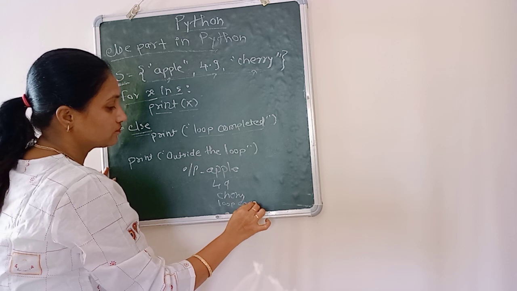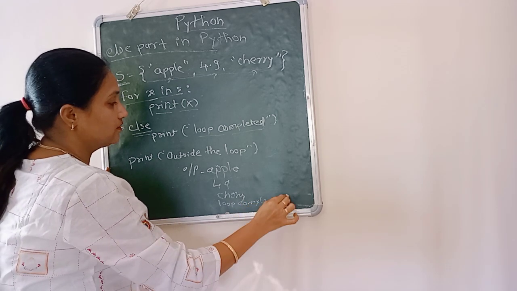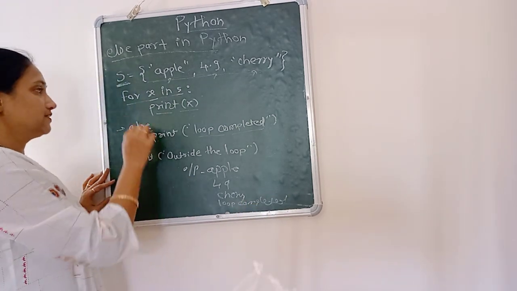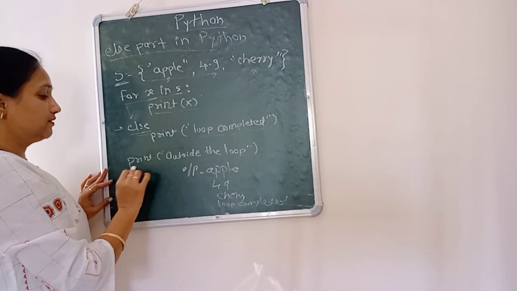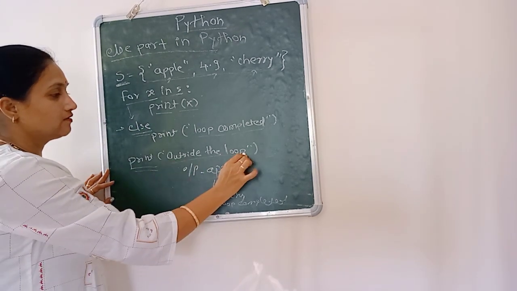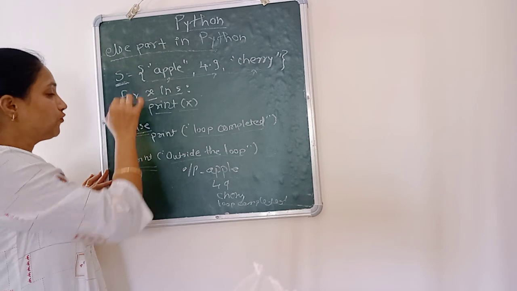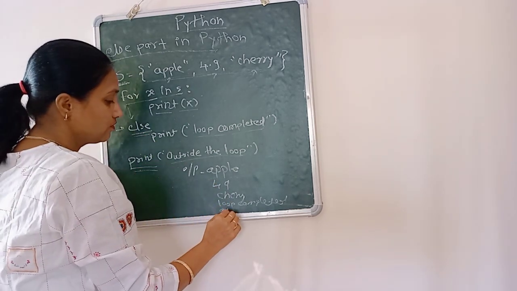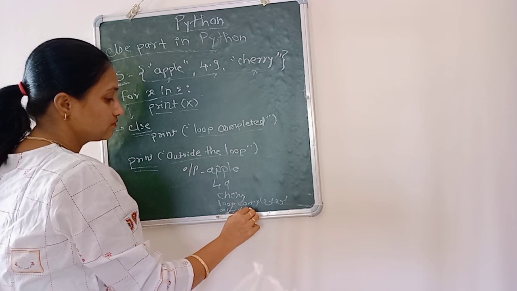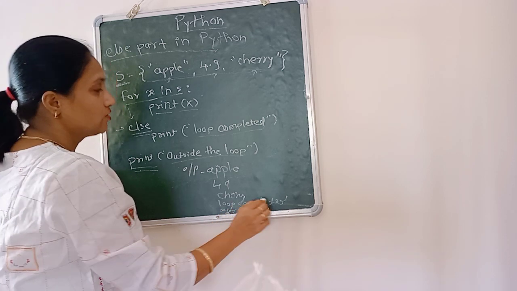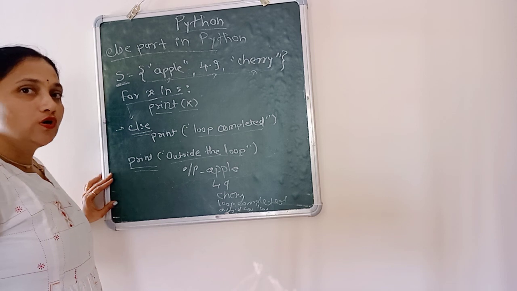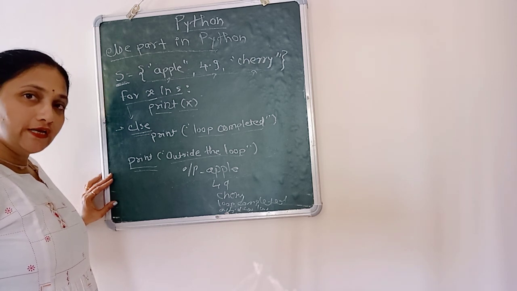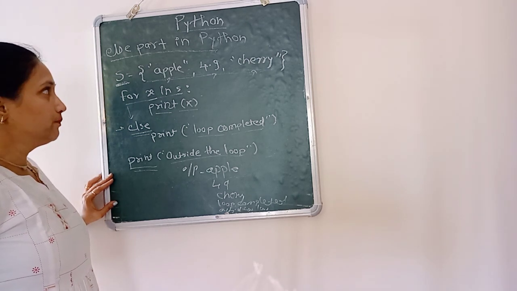Loop completed. This else is related to this for loop, and this statement is executed when you are done with the for and else of for. Now it will display outside the loop. So this was all about how to use else part along with for loop in Python.